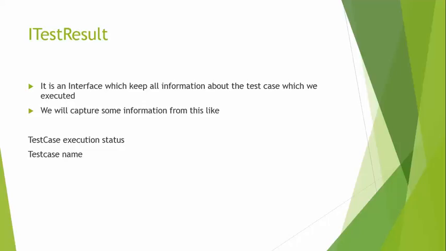ITestResult is a separate interface, which will keep track of the test case information that we are currently executing. It contains a lot of information for that particular test case, but we will be using only some of it. I want the test case execution status, whether my test case passed, failed or skipped, and the test case name. I want the test case name so that I can capture the screenshot based on the test case name, and I need the execution status so that I can identify whether my test case passed or failed. This is the one separate interface we will use. You will see in a couple of minutes when we write the actual code for this.